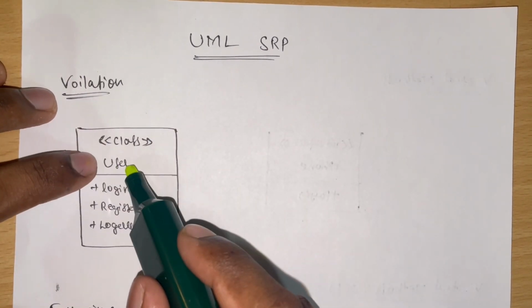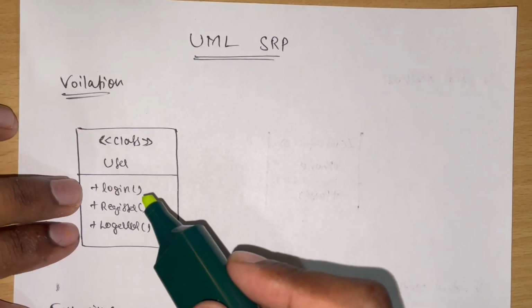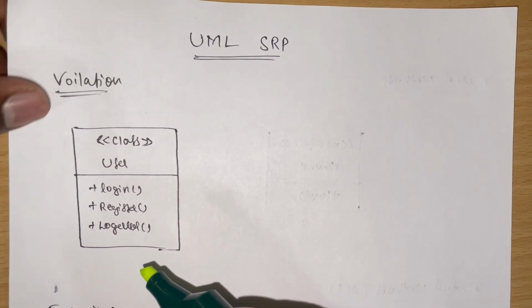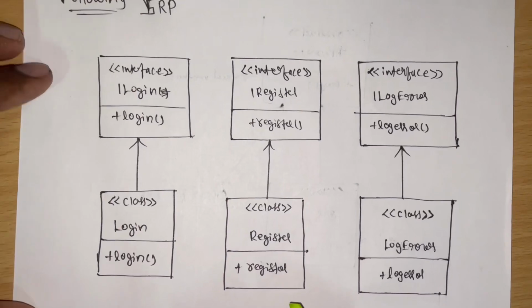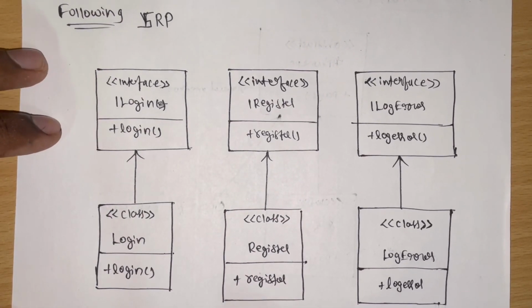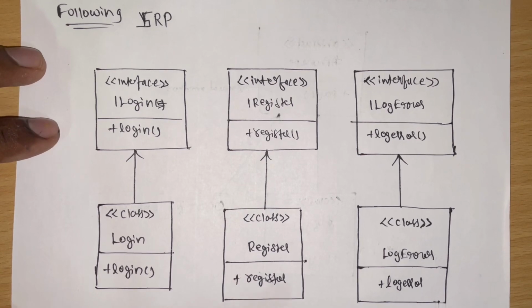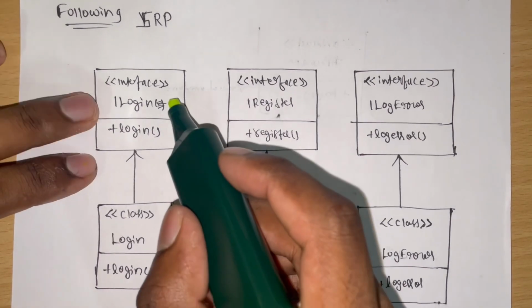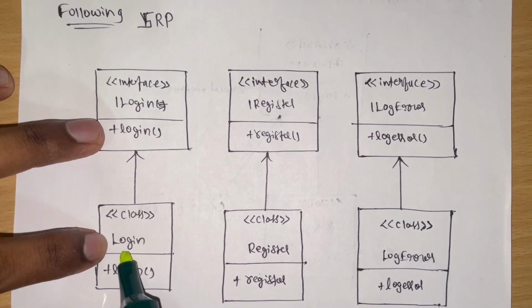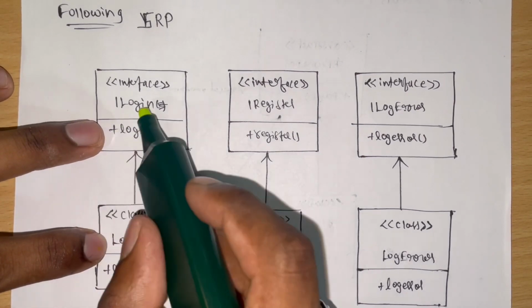A single class called user has multiple responsibilities called login, register, and log error. If you refactor it, this is how the UML looks for the SRP for the same example which we have discussed before. Now here we have an interface called iLogin, which has login method. Now the other class called login is getting extended by the interface.